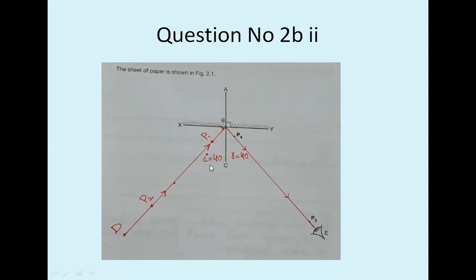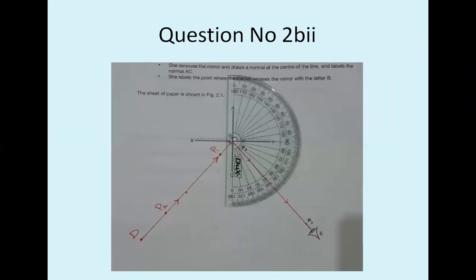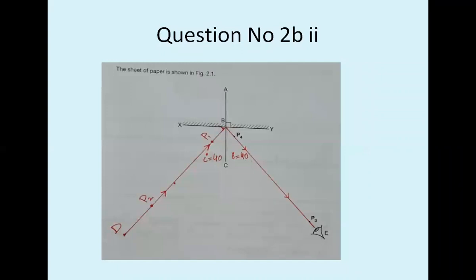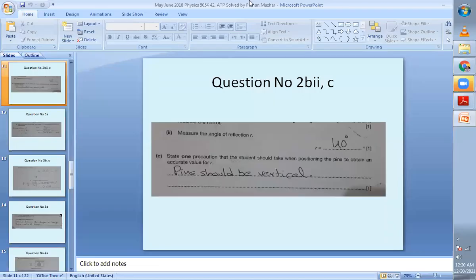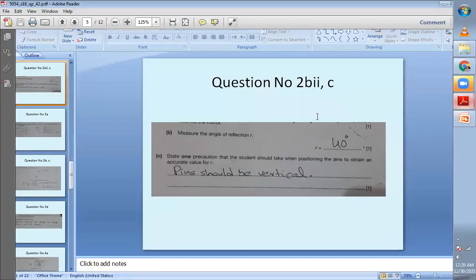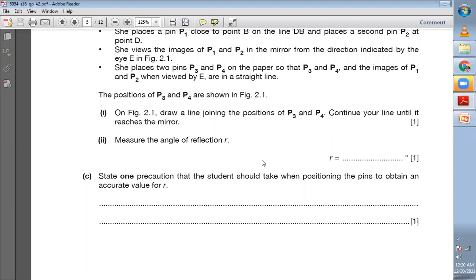I have written here 40. Angle of incidence is 40. The angle of reflection is supposed to be 40, but actually it is 41. But we have written here 40. It's approximately 40, but it looks like that is 41. Okay, so measure the angle of reflection R, that's 40. And let's see what else they are asking us to do. Then he says measure the angle of reflection, that is 41 actually. You can write 41, I have written 40.